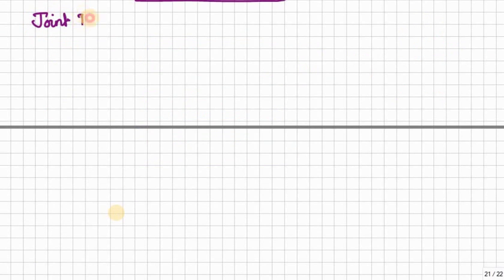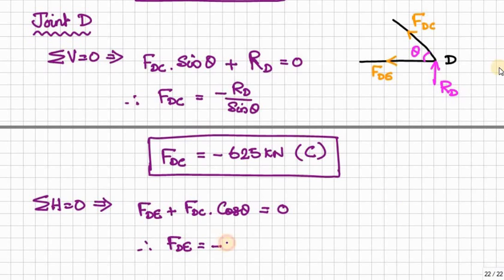Now consider joint D. So this is a joint D where we have 2 members, DE as well as DC, and one vertical reaction R_D. One is an inclined member, another one is horizontal. But the known value is in the vertical direction, therefore first we have to use sigma V equal to 0, so that we get directly the value of F.